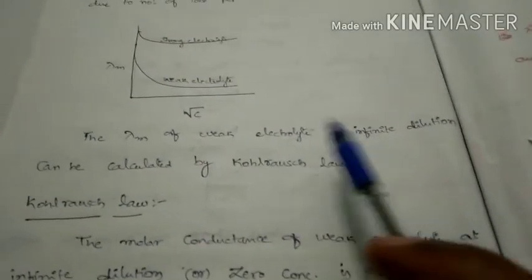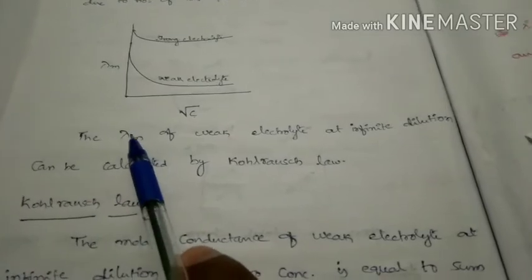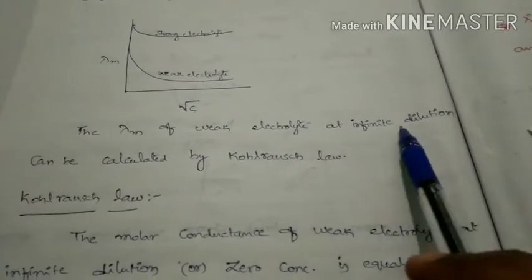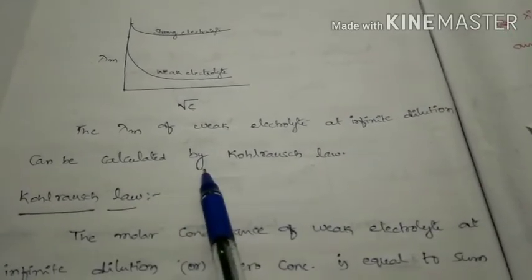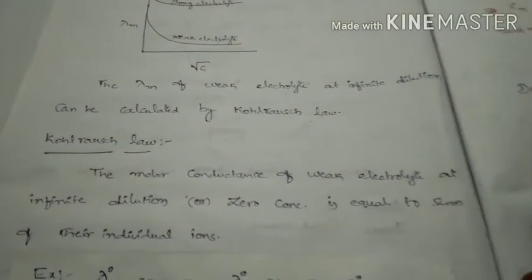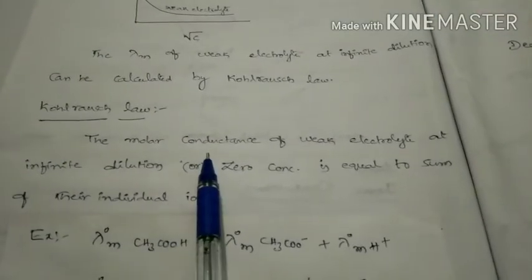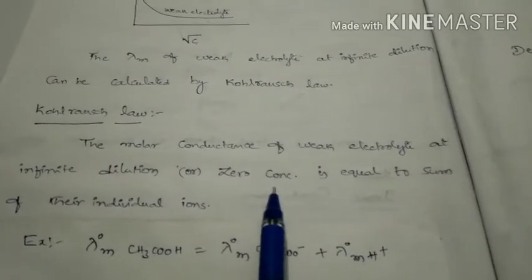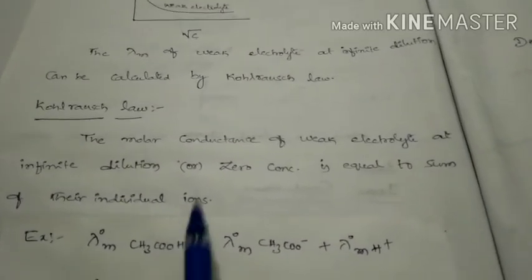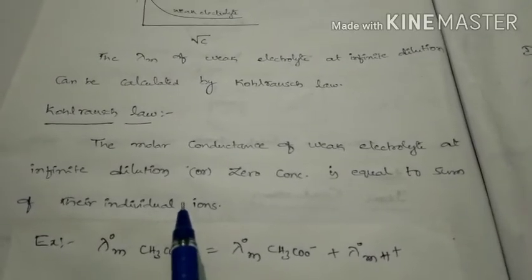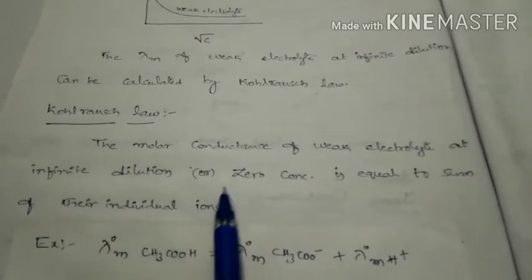The point here is that the equivalent conductance or molar conductance of a weak electrolyte at infinite dilution can be calculated by using Kohlrausch law. So now we discuss what Kohlrausch law is. The statement is: the molar conductance of a weak electrolyte at infinite dilution or zero concentration is equal to the sum of their individual ions. If we get the sum of their individual ions, then automatically we get the molar conductance or equivalent conductance of the weak electrolyte at infinite dilution or zero concentration.